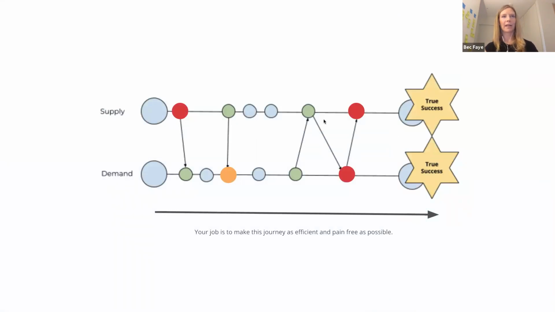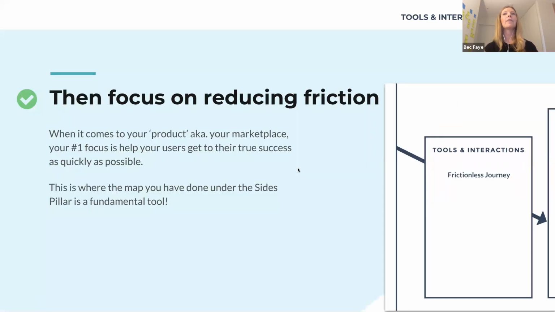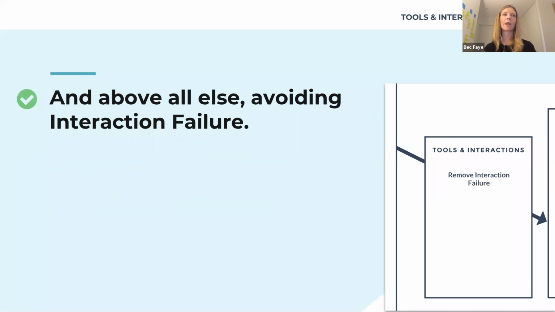This just highlights the high risk interaction points and the high value ones. Once we've identified those, it's all about reducing friction along that journey. I've pretty much spoken through all of that, but essentially the goal is to create a frictionless journey and get your users to their end goal as soon and as quickly as possible, and to make it as enjoyable as possible as well. And above all else, avoid interaction failure.